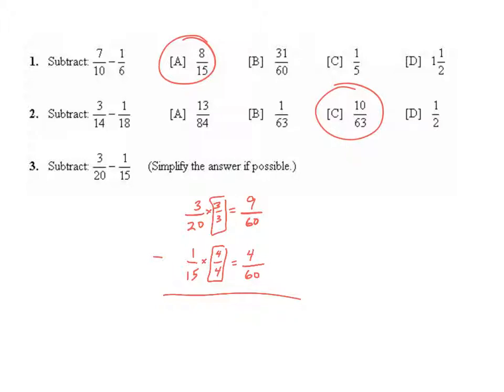And 15 goes into 60 4 times, so I'm going to multiply 1/15 by 4 over 4, which gives me 4/60. 9 minus 4 is 5/60. That is not in simplest form because 5 does go into itself and into 60. It's a common factor. So I'm going to divide by 5 over 5. And then I get 1 over 12, which is my final answer, 1/12.